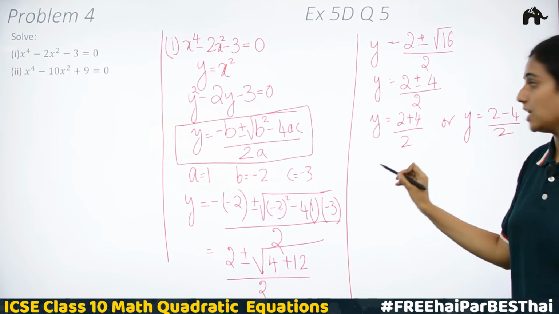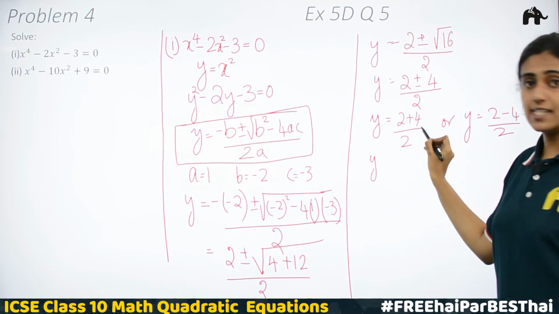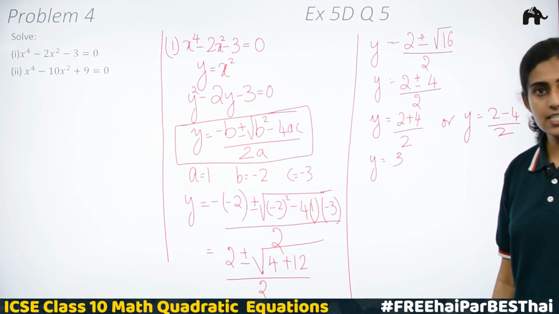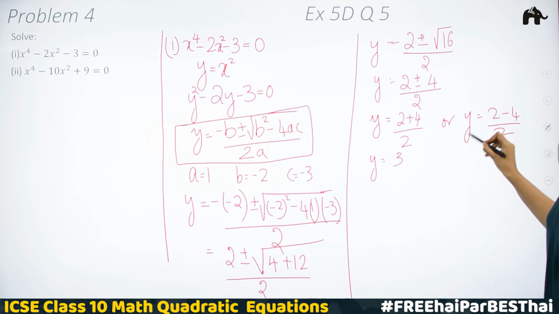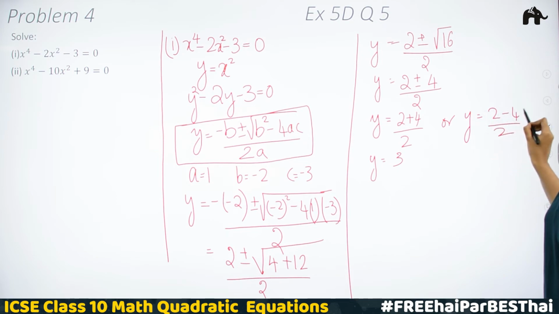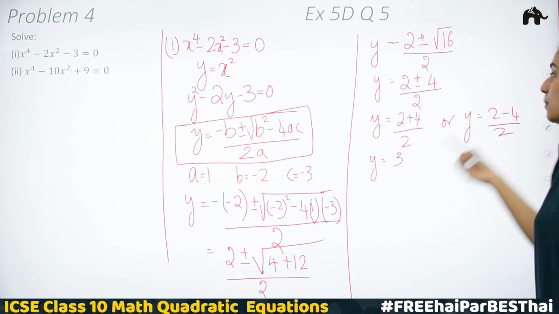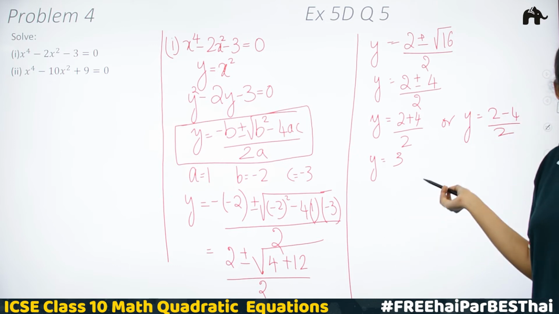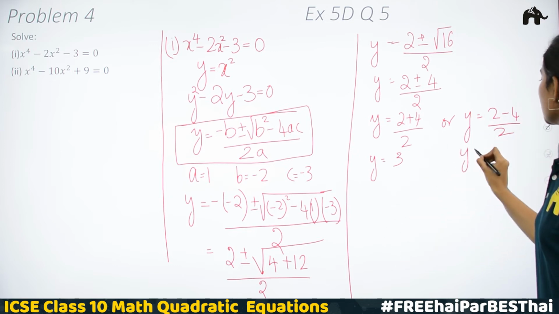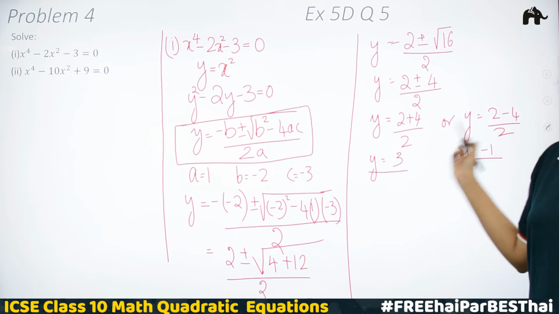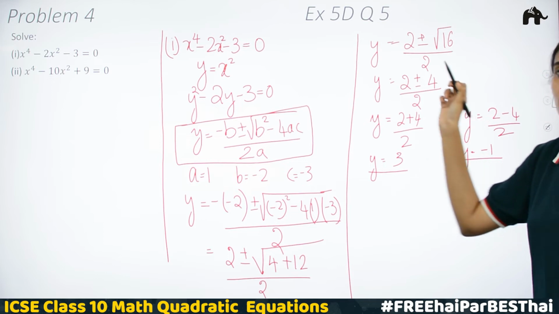2 plus 4 by 2. 2 plus 4, 6 divided by 2, 3. One value of y is 3. What about this? When y is equal to 2 minus 4 by 2, you get 2 minus 4 is minus 2 by 2, minus 1. Y is equal to minus 1. We got the value of y. But we need to find the value of x.